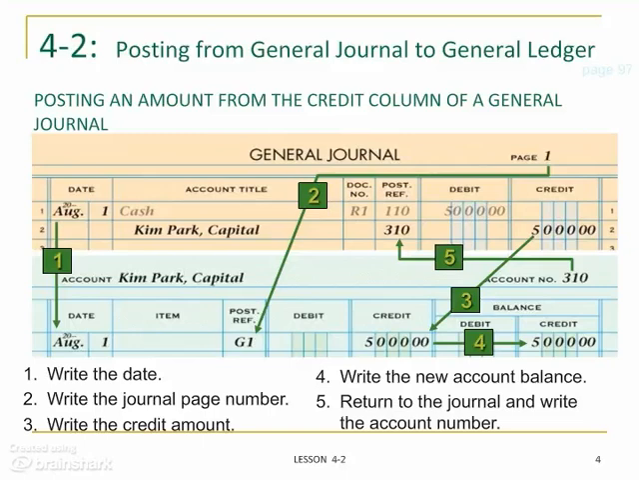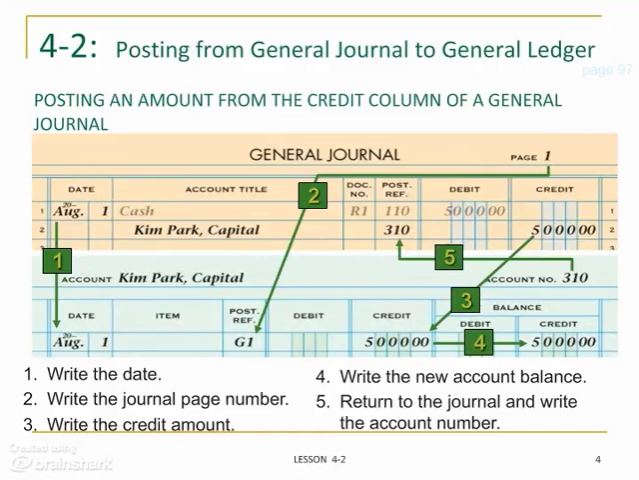How can we tell that we're done? We can tell that we're done because after a transaction has been posted from the general journal to the general ledger, both of the post reference sections in the general journal column will be completed. You'll have the post reference for the cash account 110 and the post reference for the capital account 310.